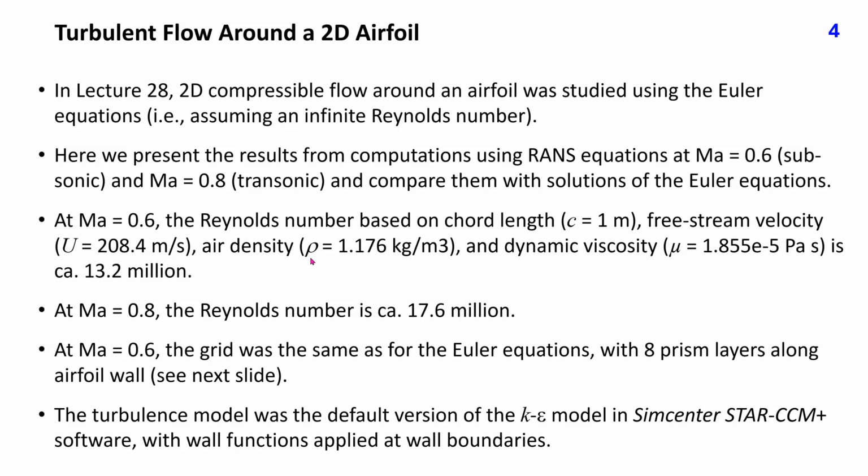At Mach number equal 0.6, the grid was the same as for the Euler equations. It will be shown in the next slide. At Mach number equal 0.8, the grid had to be changed because the position of shocks has changed compared to inviscid flow. The turbulence model was the default version of the k-epsilon model in the SimCenter Stasis Simple software, with wall functions applied at wall boundaries.